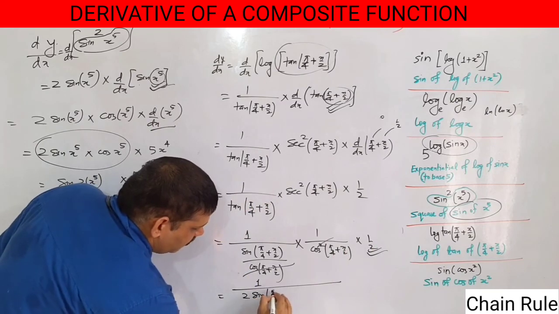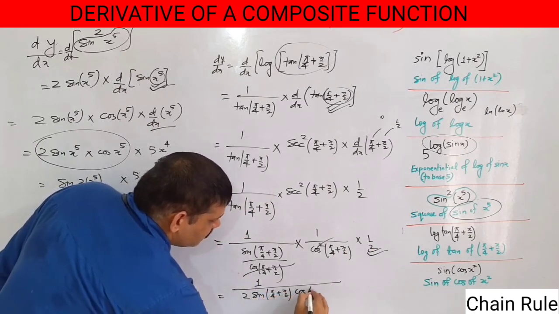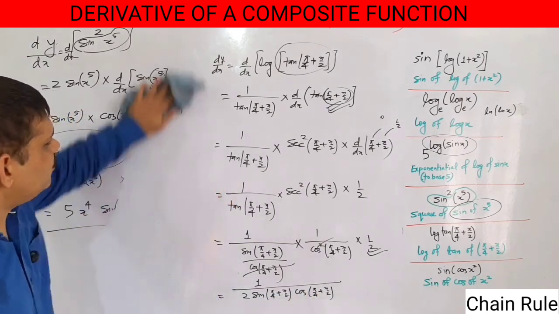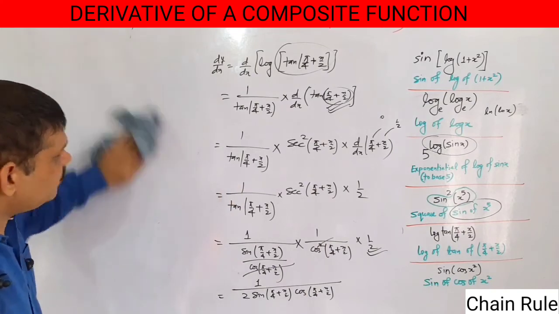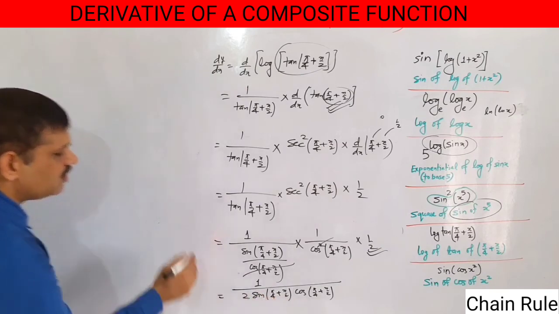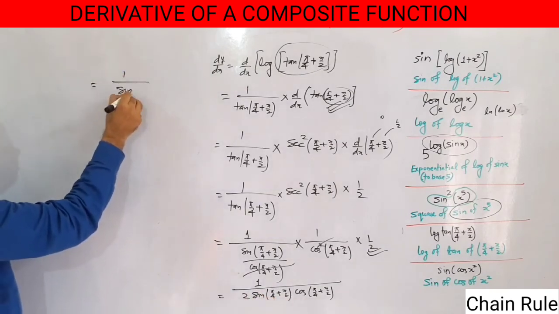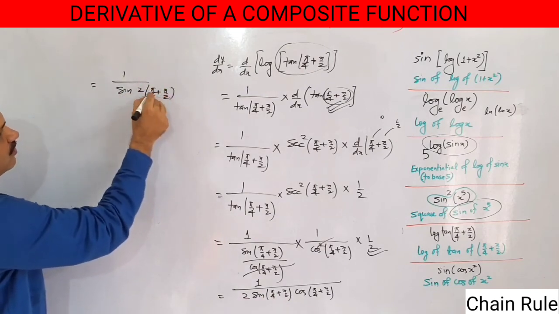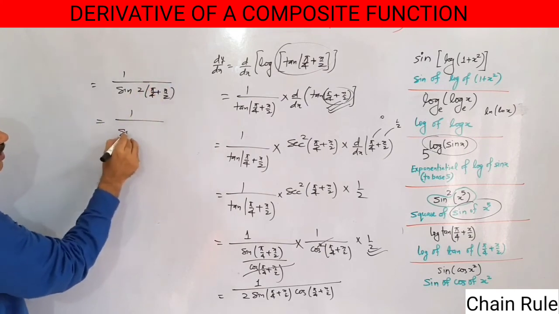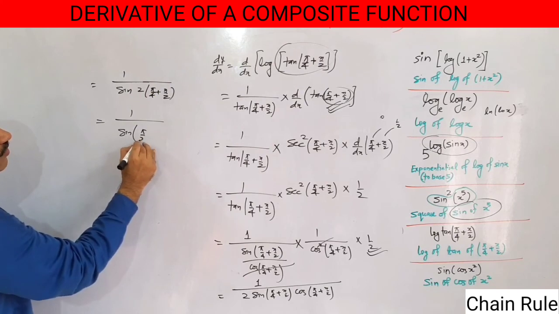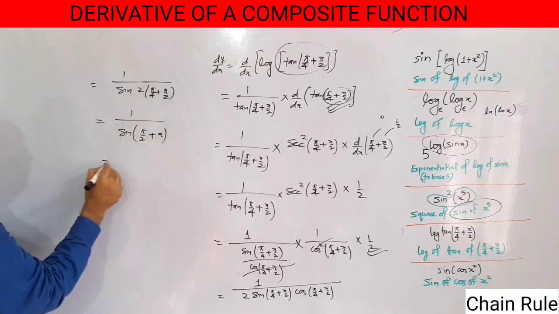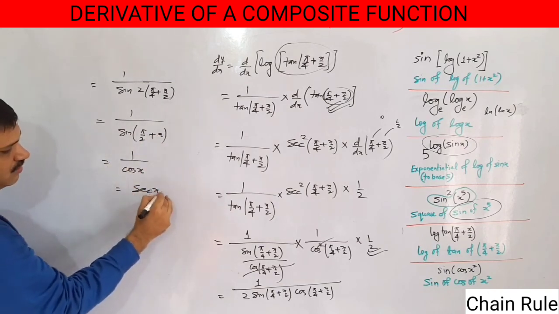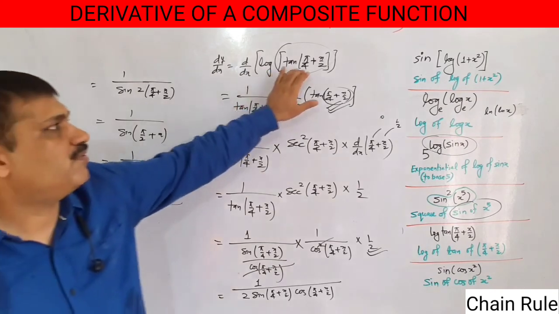sine of theta, sine of (pi by 4 plus x by 2), into cos of theta, cos of the same angle (pi by 4 plus x by 2). So 2 sine theta cos theta, and 2 sine theta cos theta is sine of 2 theta. So this gives 1 upon sine of 2 theta, that is 2 times (pi by 4 plus x by 2). Now this gives us sine of (2 into pi by 4, that is pi by 2, plus 2 into x by 2, which is x). Sine of (90 plus theta) is nothing but cos theta, and 1 upon cos x is sec x. So the derivative of log tan of (pi by 4 plus x by 2) is sec x.